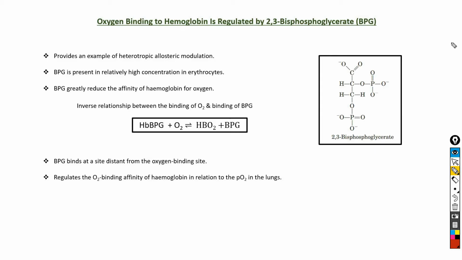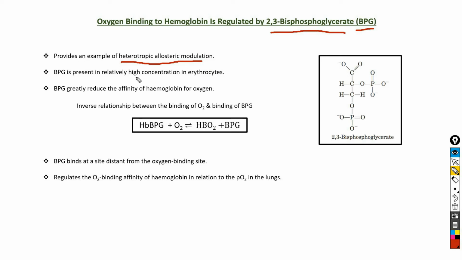Now coming to regulation of oxygen binding to hemoglobin. The oxygen binding to hemoglobin is regulated by 2,3-bisphosphoglycerate, that is BPG. The regulation of oxygen binding to hemoglobin by BPG is an example of heterotropic allosteric modulation because the modulator and the normal ligand for hemoglobin are different. Here, the modulator is BPG and the normal ligand is oxygen for hemoglobin.